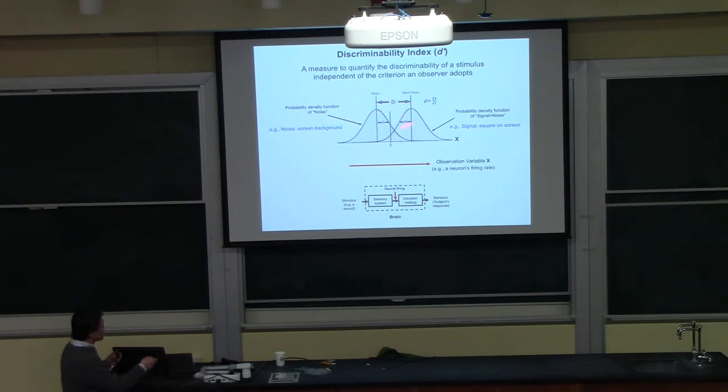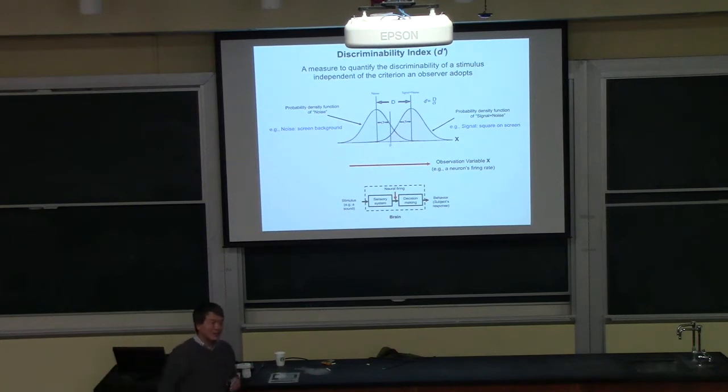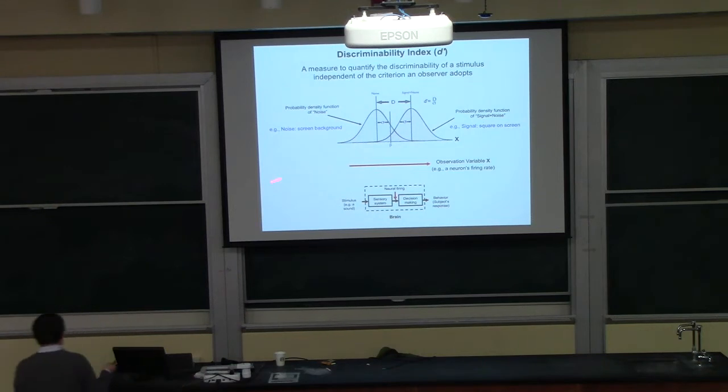Now, here is the trick. If the two distributions were each just a delta function, that would be easy: either together or not together. But life is never bipolar. It's always a group. So what you can see here is that these two distributions have an overlap.